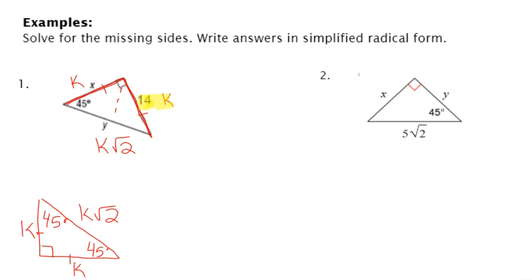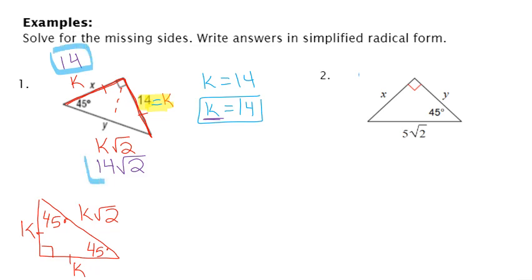So I can see 14 is the same value as k. So if I set them equal to each other, I have k equals 14. There's nothing really to solve there. K is already by itself. So my scale factor essentially ends up being 14. So now wherever I see the variable k, I'm substituting in 14. So I get 14 radical 2 for my hypotenuse. I'm putting in 14 in for k.